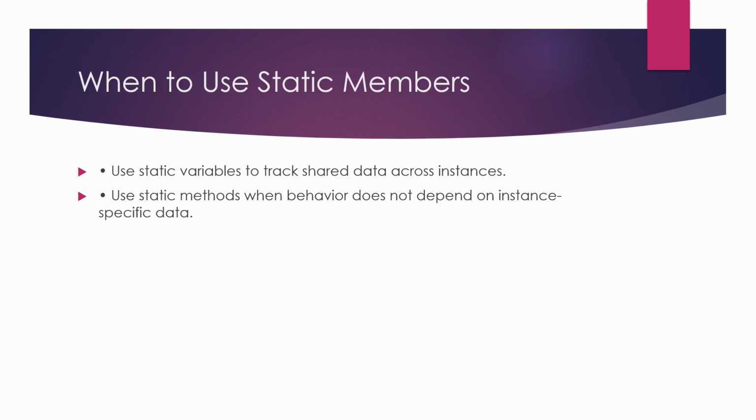So, when should you use static members? Static members are useful when you need to track data shared across all instances of a class. For instance, if you need to count the number of objects created, or if you have utility functions that don't depend on the object's state.